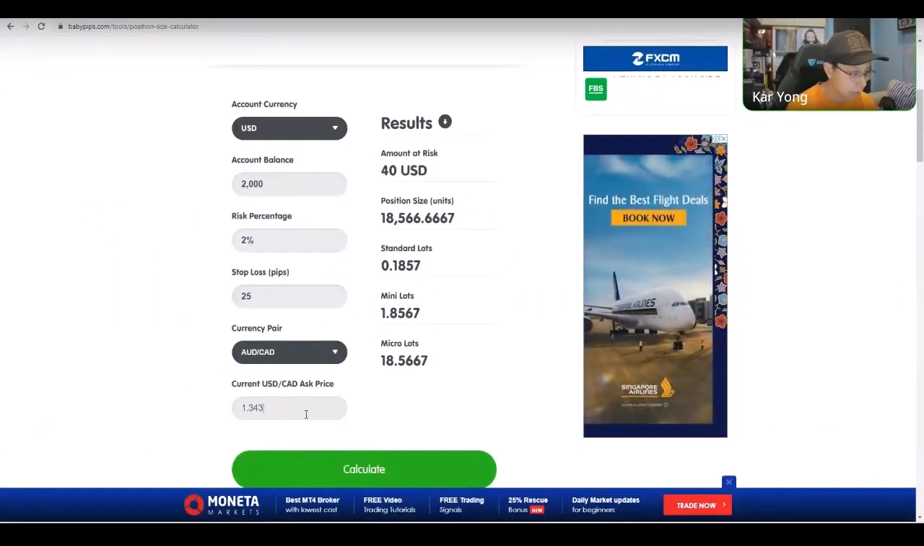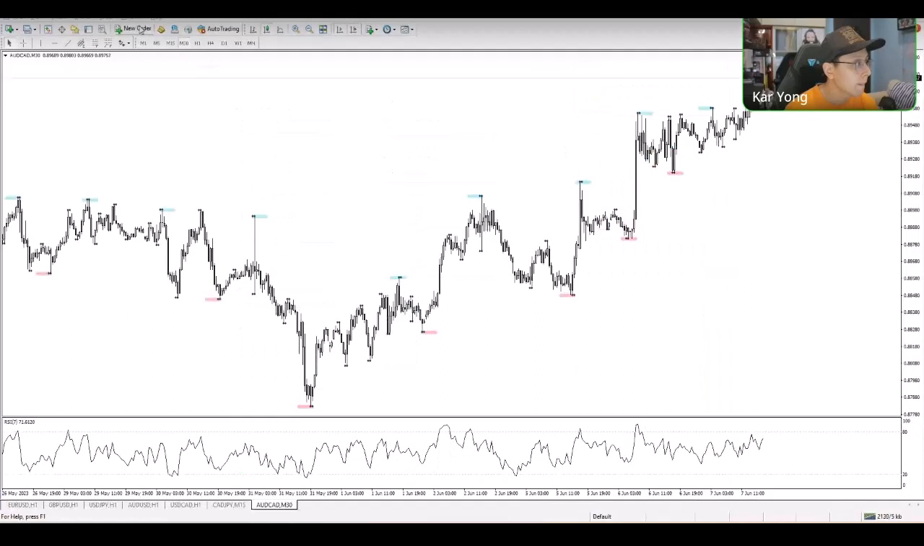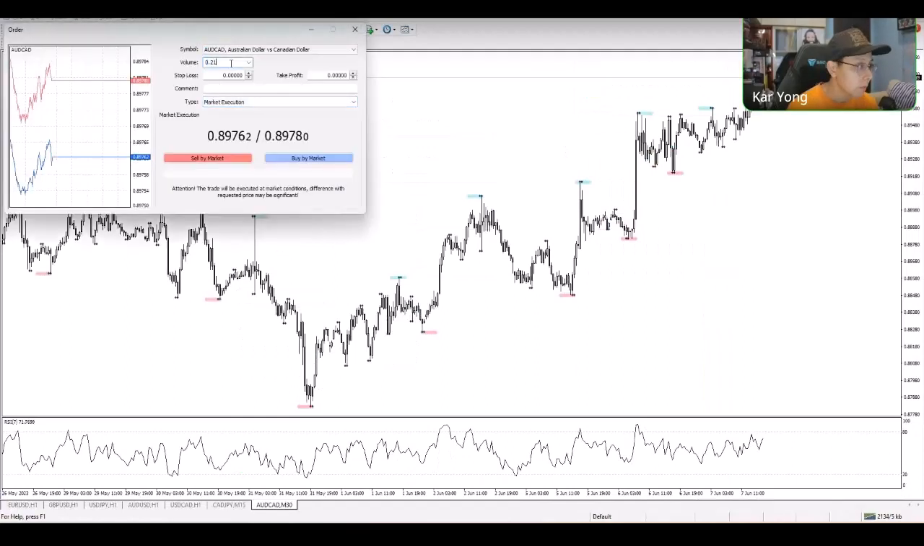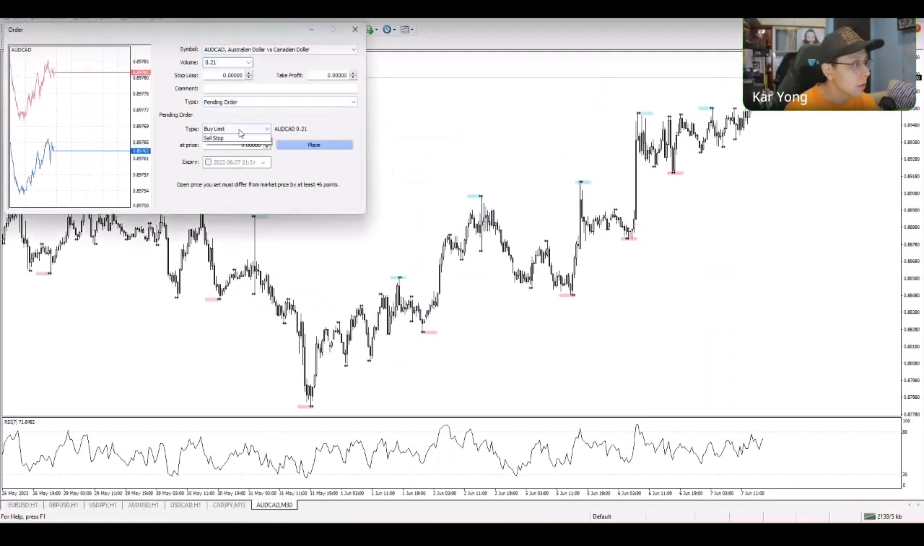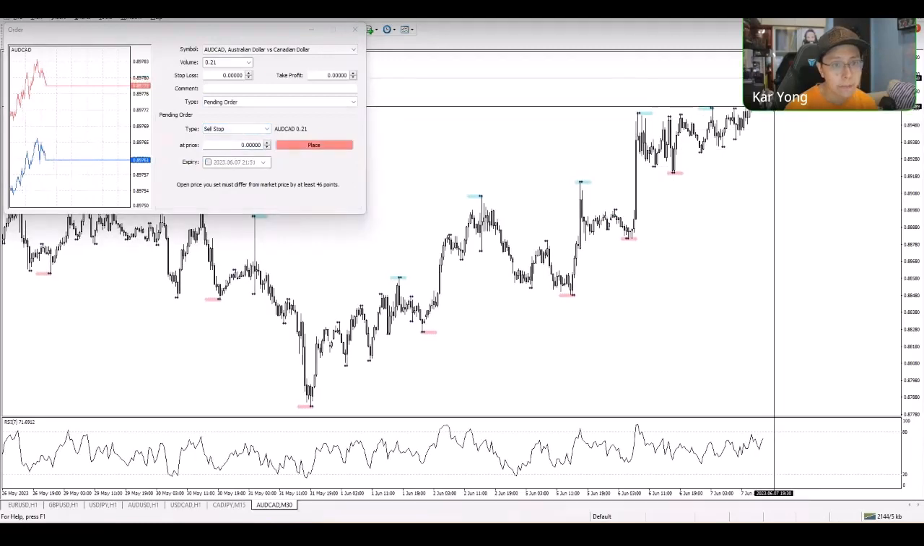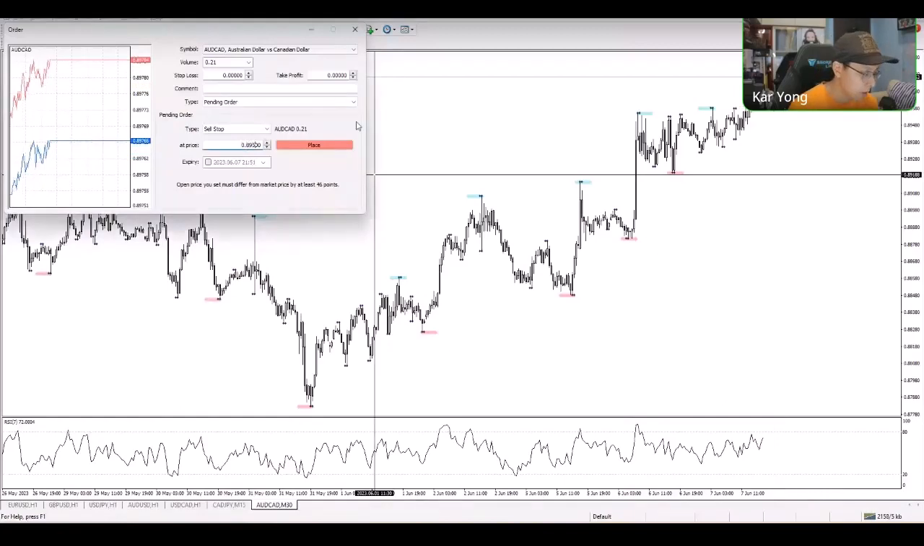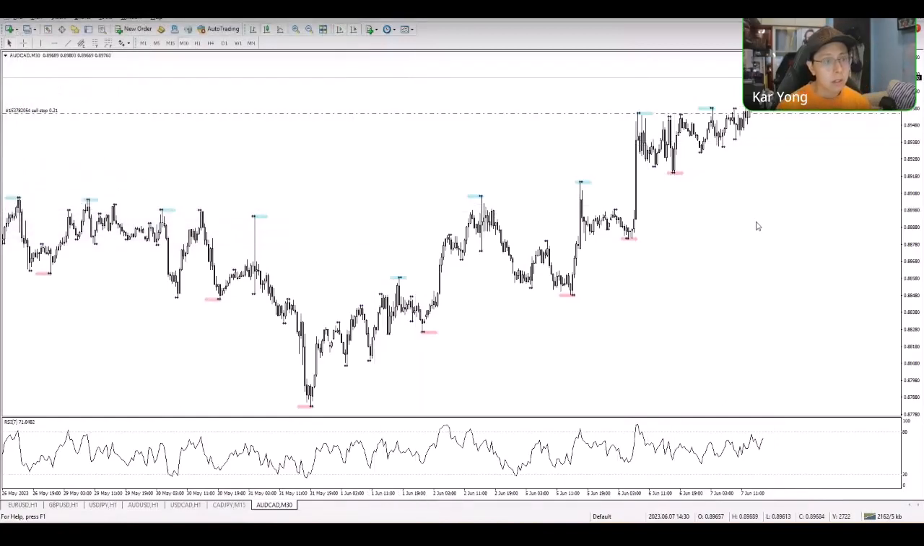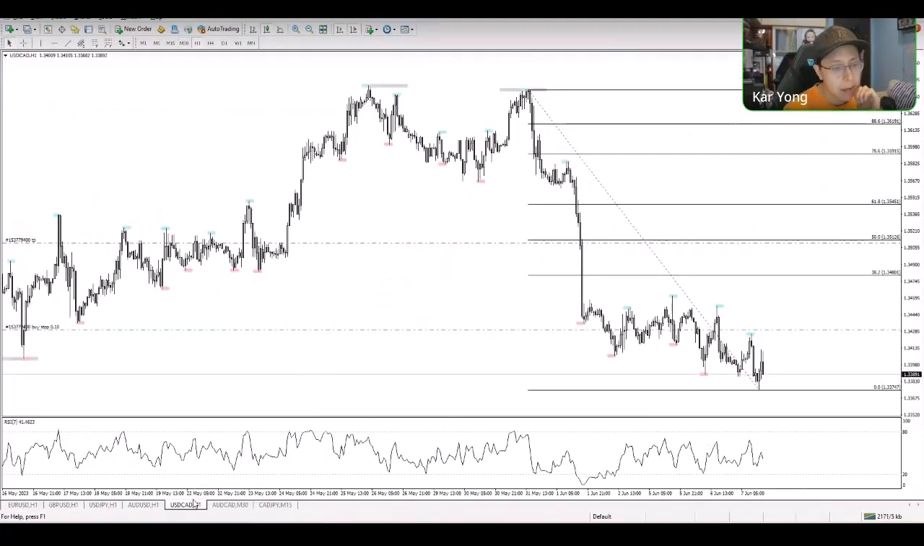So this is 1.3. It's about 0.21. This is about 8955, right? Just put 8955. Okay, so Aussie CAD and dollar CAD, basically, I'm having a clear sense of direction.